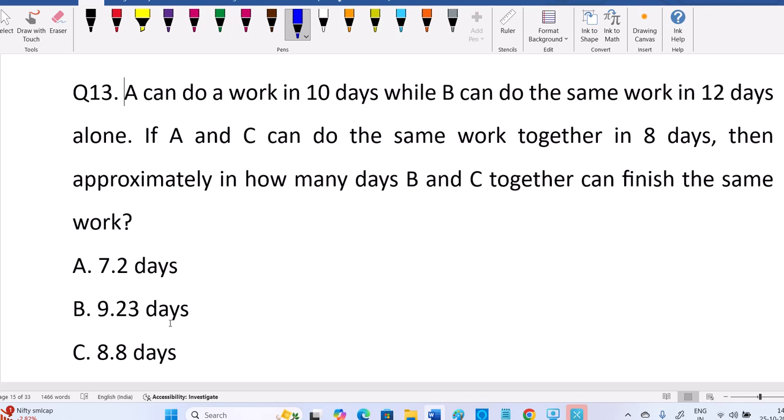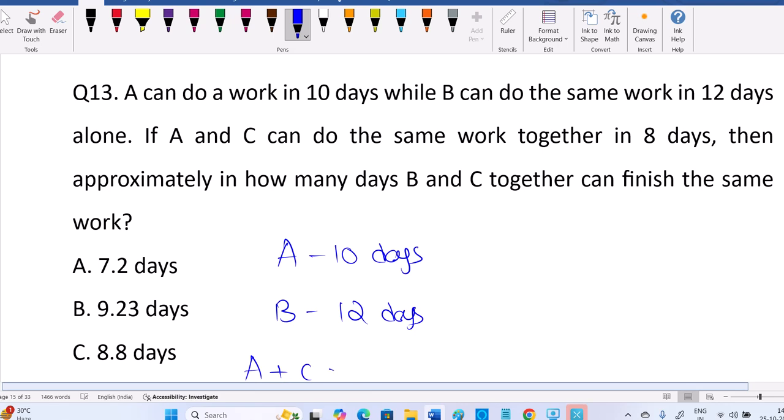So why I said this is a good question: the normal, common method is fine, but there is one shortcut also we can apply. See, in our normal method we can take the LCM. A alone 10 days, B alone 12 days, A and C together 8 days. So for 10, 12 and 8, the LCM will be 120. I am assuming the work is 120 pages.